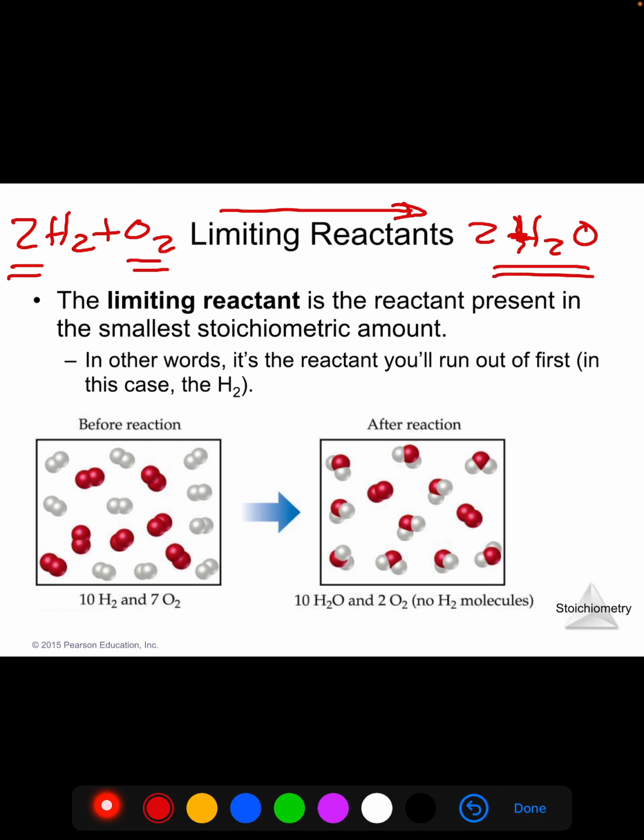Somebody had to measure these out and provide very precise quantities of these reactants. That's often not the case. So we frequently want to know what the limiting reactant is. Here's an example. I have 10 hydrogen and only 7 oxygen. Maybe I'm in an environment where there's not a lot of oxygen.